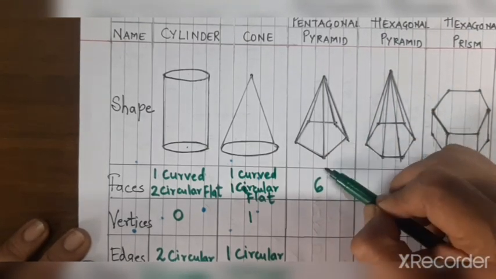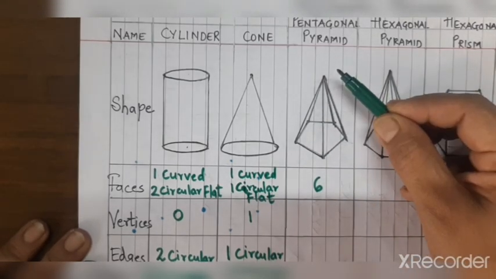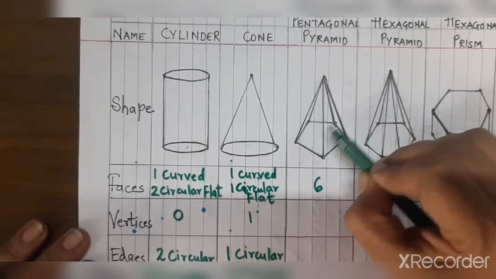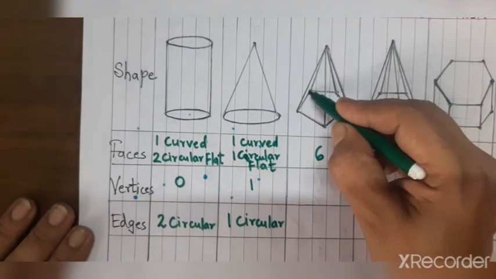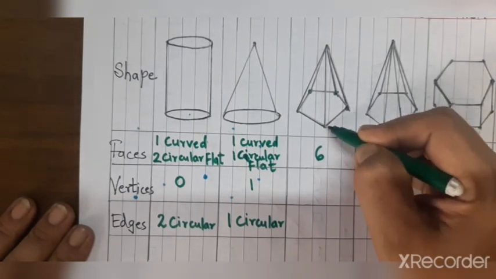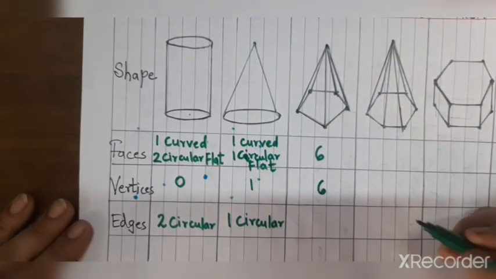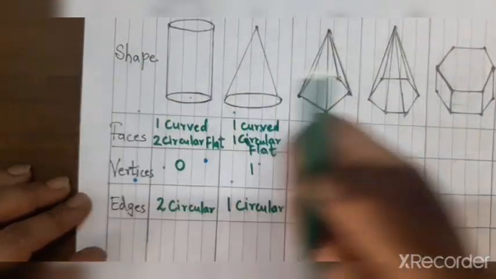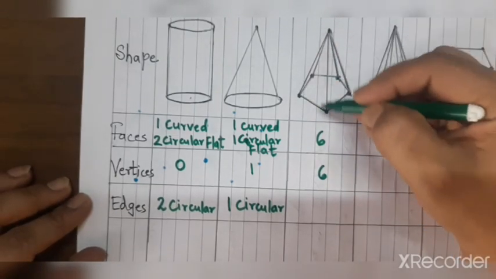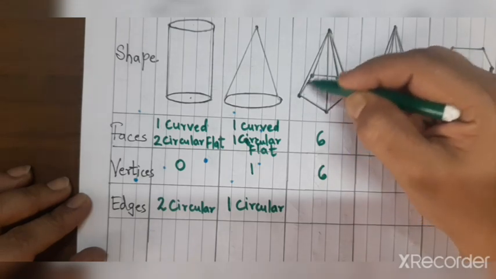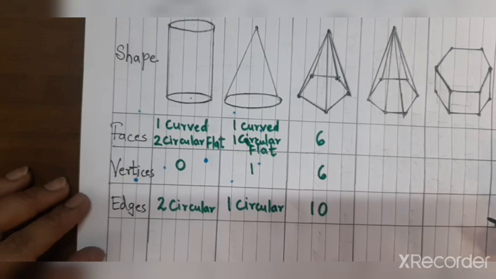Since there are 5 lines at the bottom, there are 5 faces at the top. Okay, and the bottom flat face, 6 faces. Vertices mean corners. Now there are 5 corners at the bottom, 1, 2, 3, 4, 5, and at the top 1, so 6. Edges means the lines. So there are 5 lines at the top, standing lines or slanting lines, and 5 lines at the bottom. So together there are 5 plus 5, 10 edges.